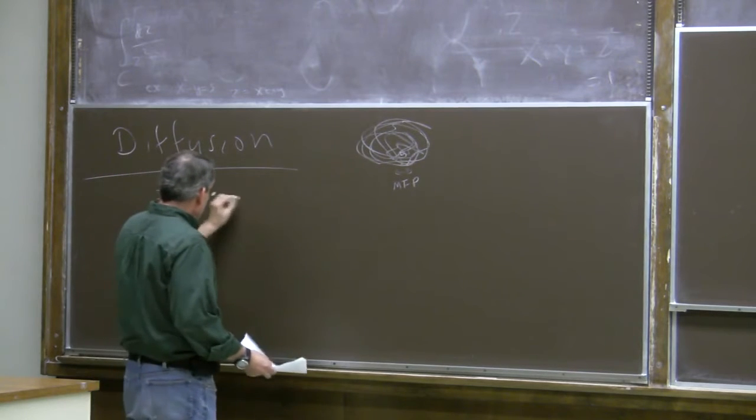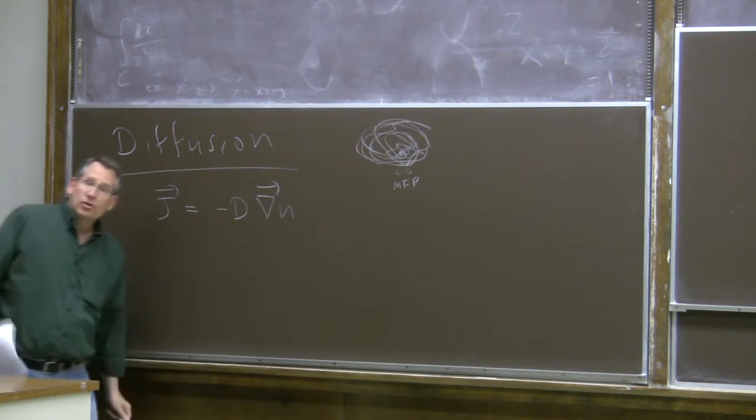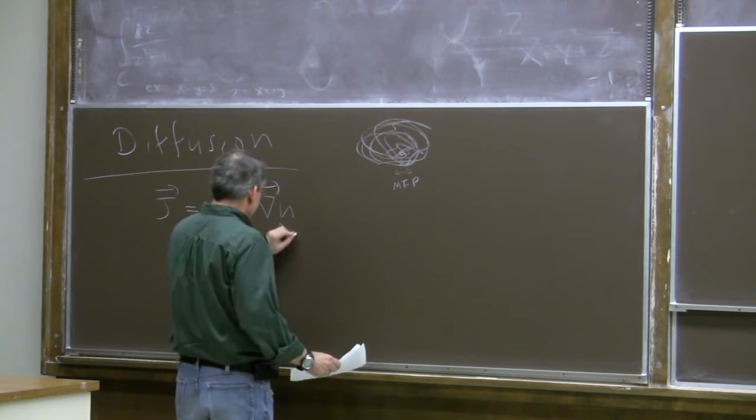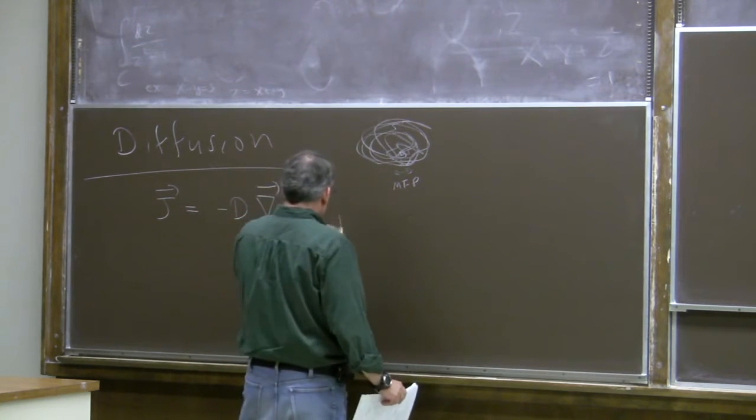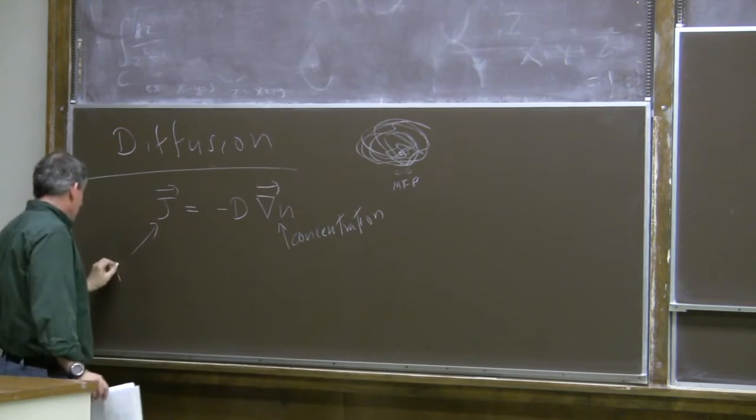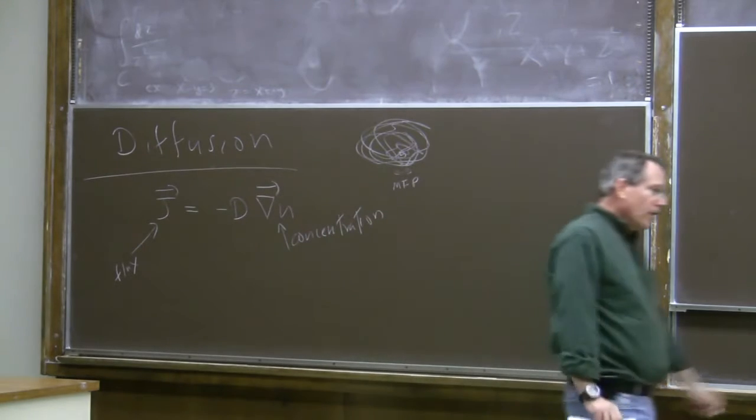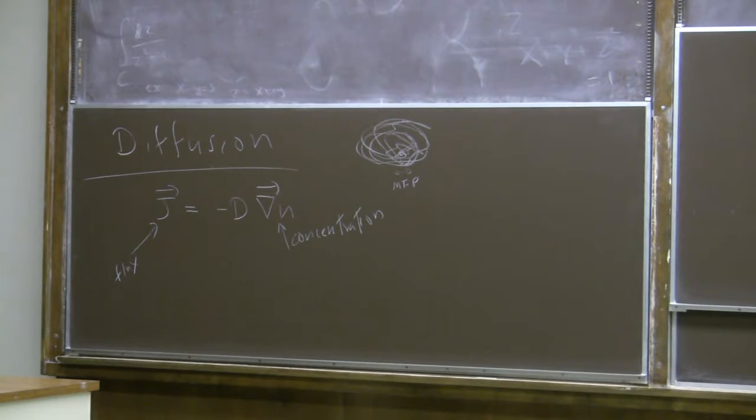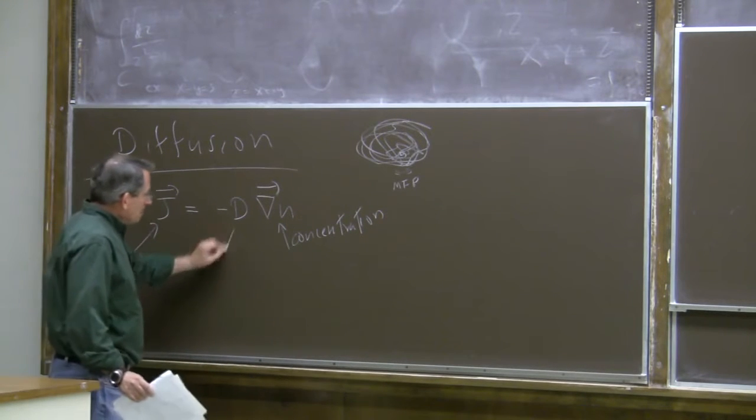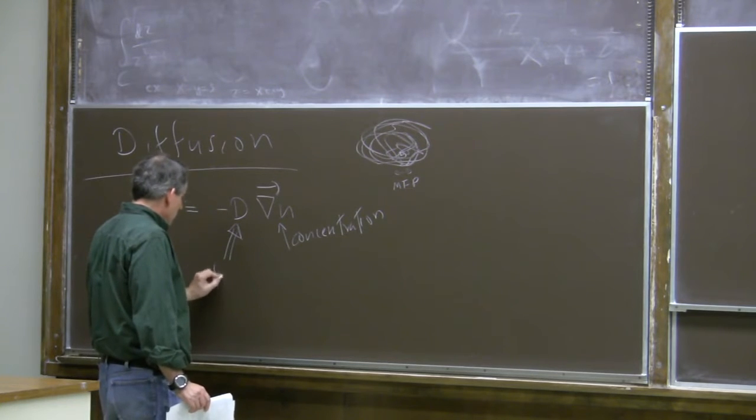And then there will be a flux, according to the diffusion law, proportional to the gradient of the concentration of the particle. The concentration tends to flow from regions of high concentration to regions of low concentration for purely statistical reasons. And the constant appearing in the equation is called the diffusion constant, or diffusivity.